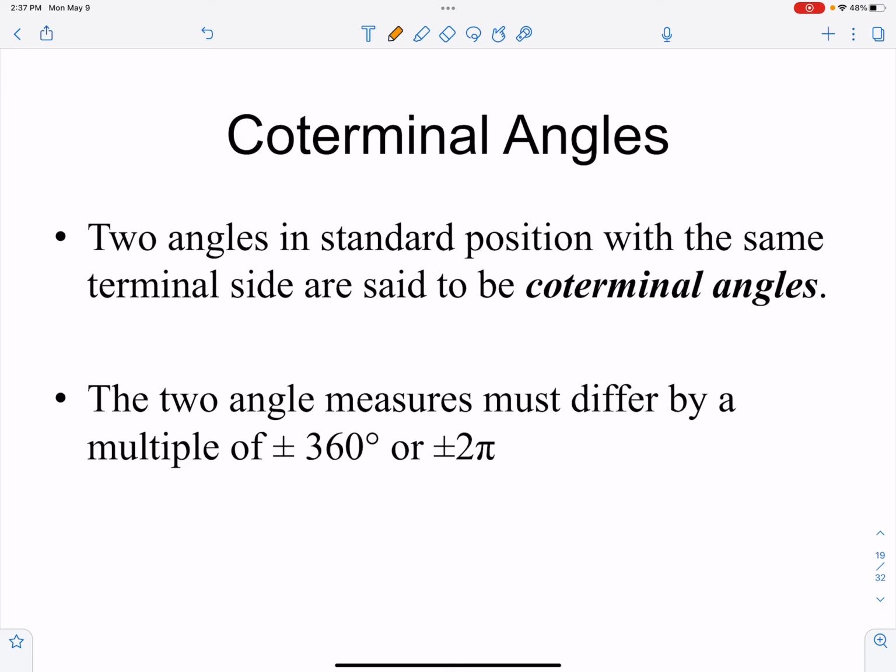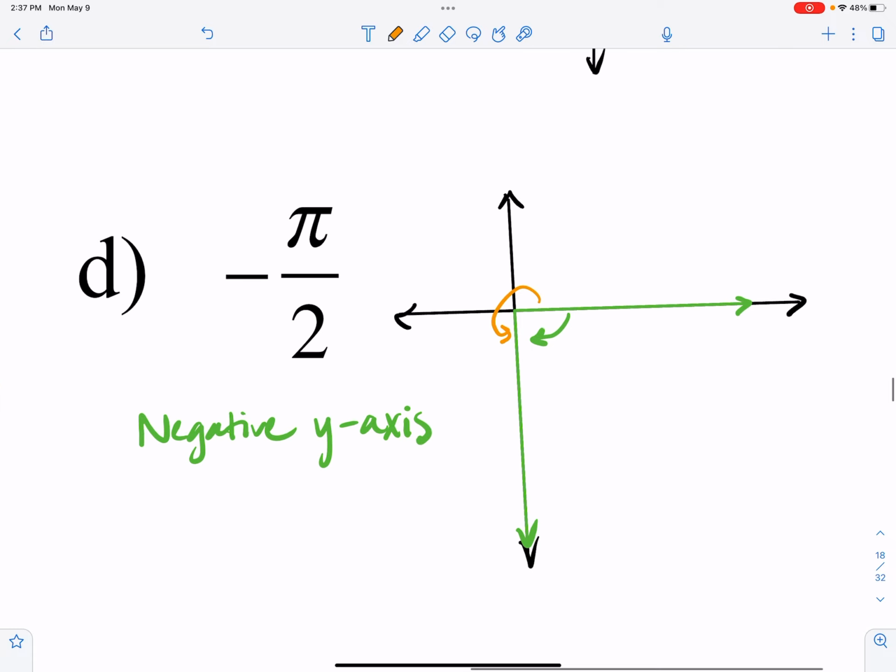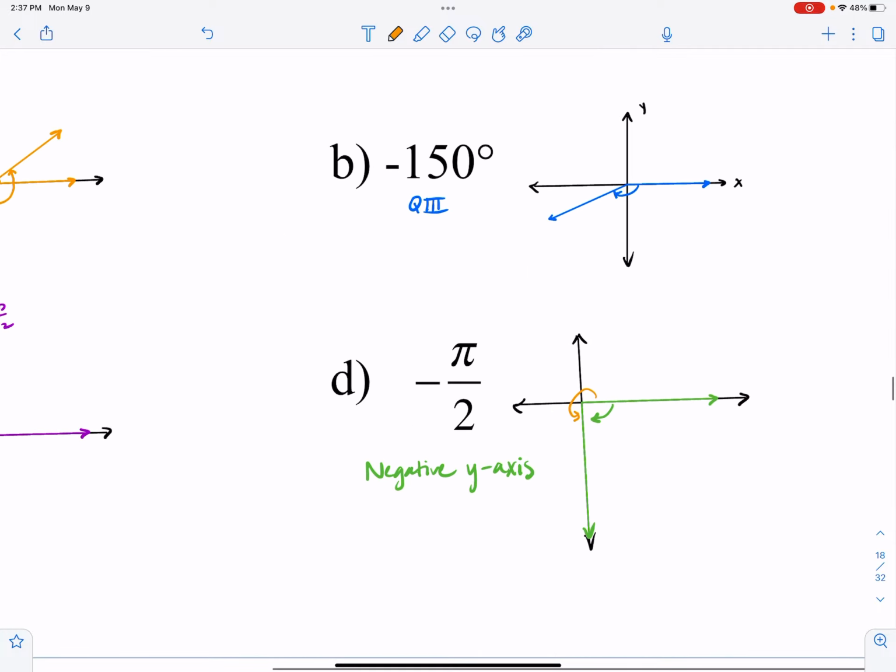And you can find coterminal angles by adding or subtracting multiples of 360 degrees or multiples of 2 pi. So like for negative pi over 2, if we were to add 2 pi to negative pi over 2, that would put us at 3 pi over 2. They are coterminal angles.